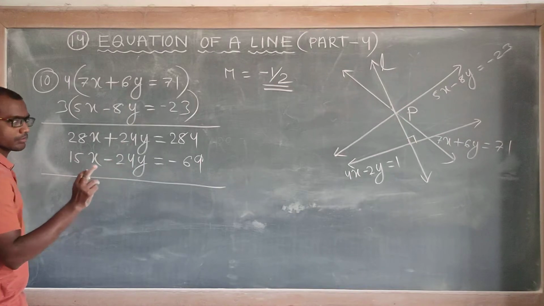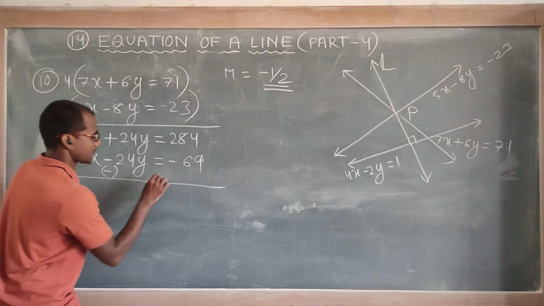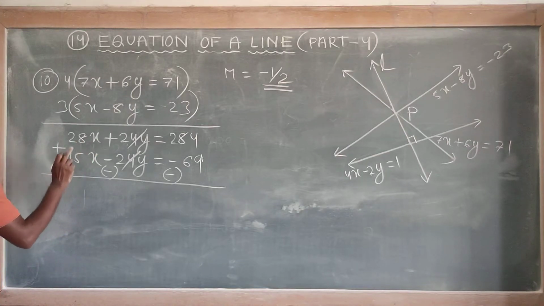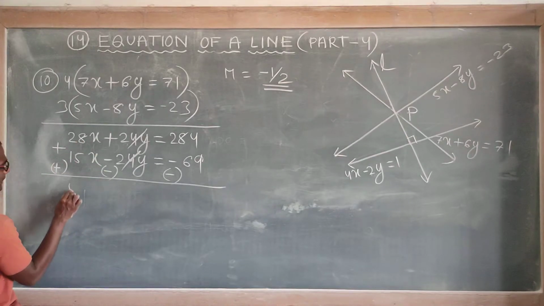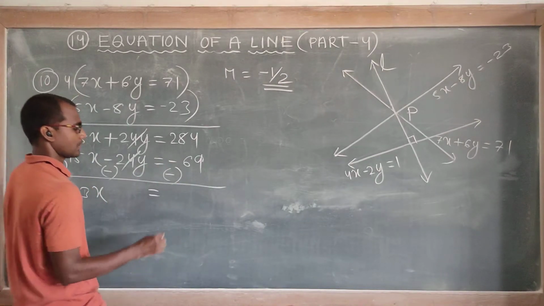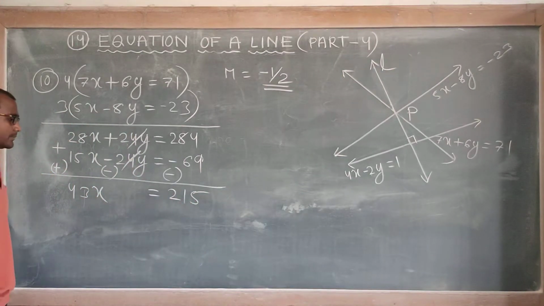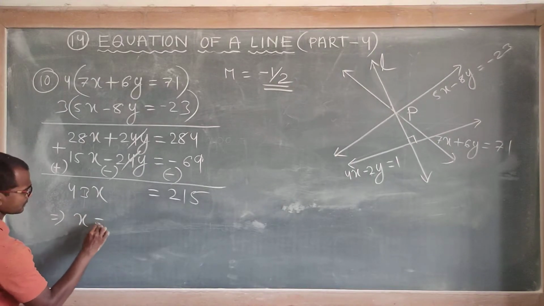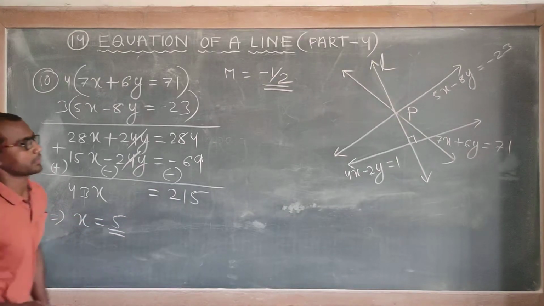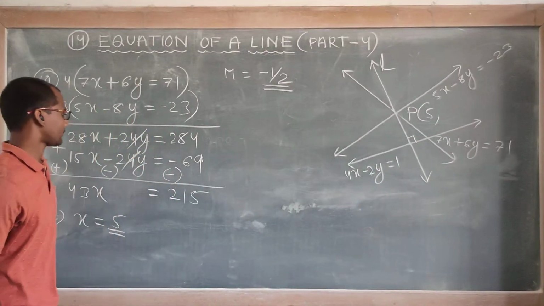How can we cancel these two? By adding. So plus, minus, okay. 24y minus 24y cancel. 28x plus 15x is equal to 43x, which is equal to 284 minus 69, which is 215. So x is equal to 215 by 43, which is equal to 5. X is 5. Okay, x is 5. X coordinate is 5. Ready?